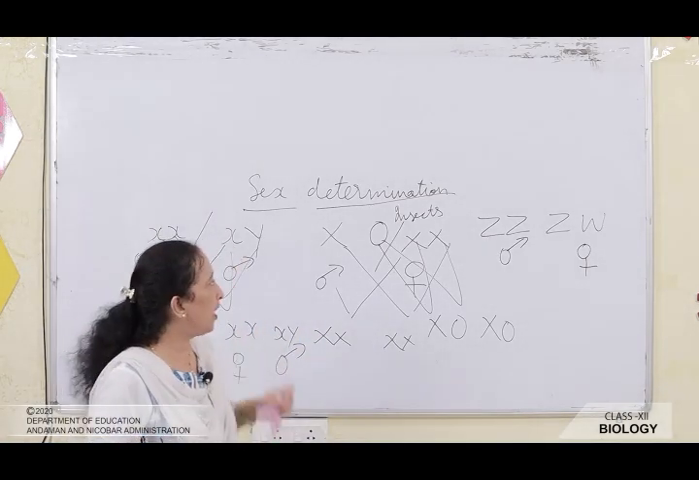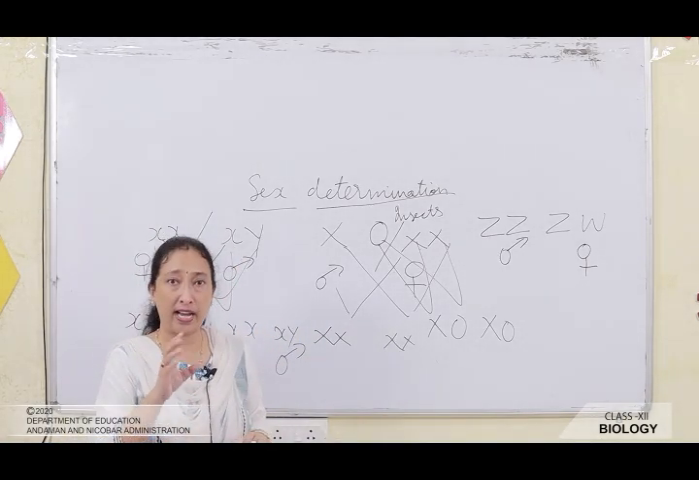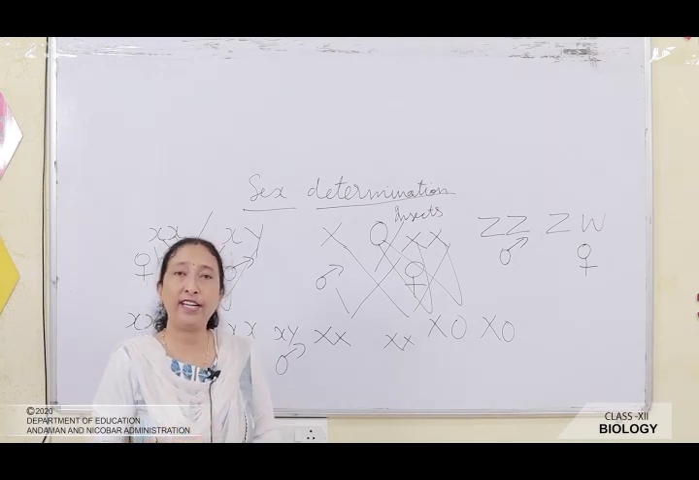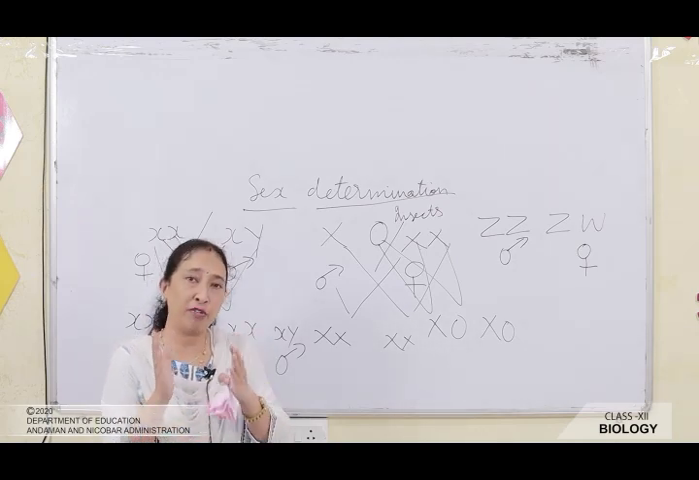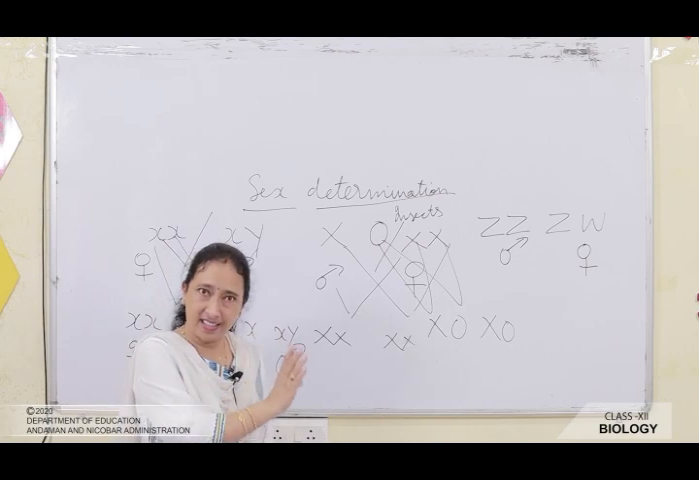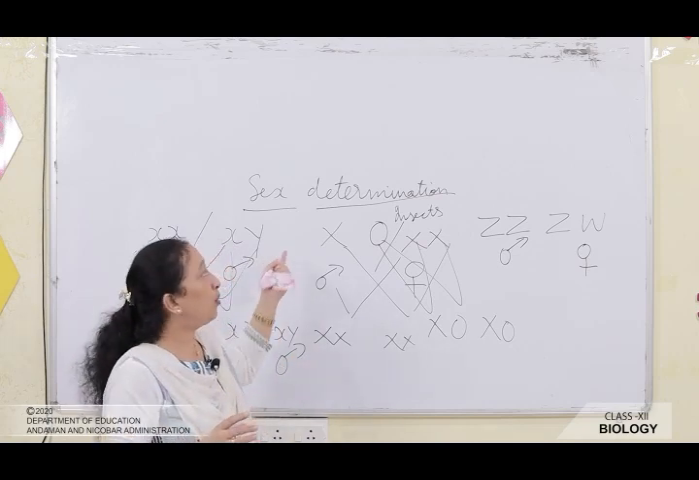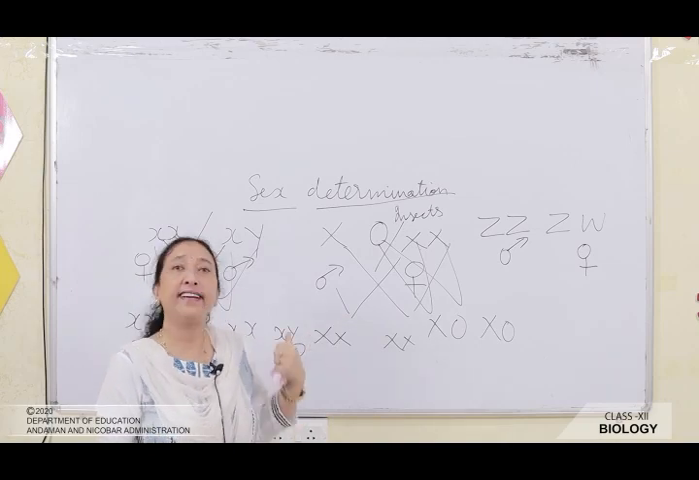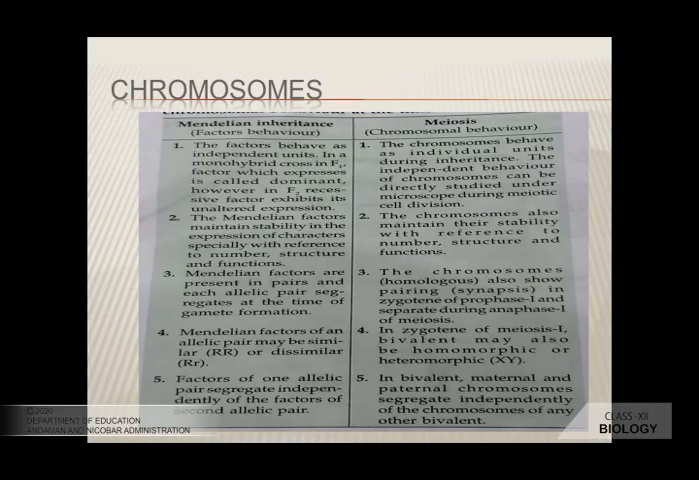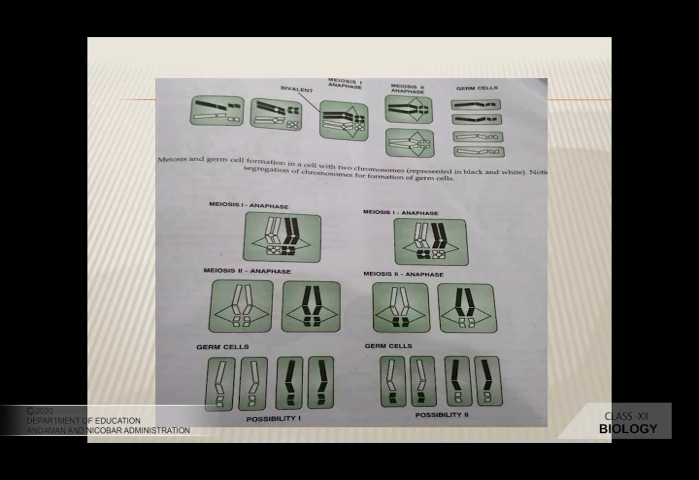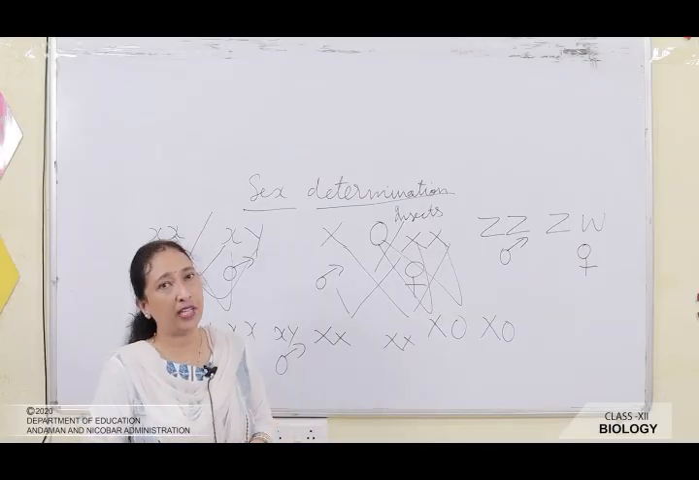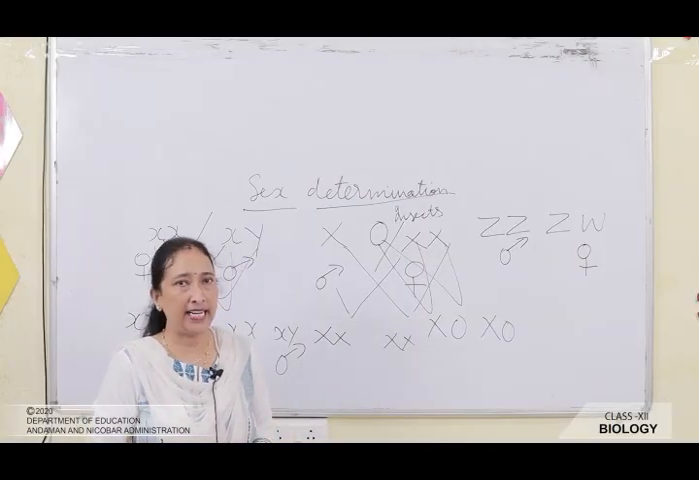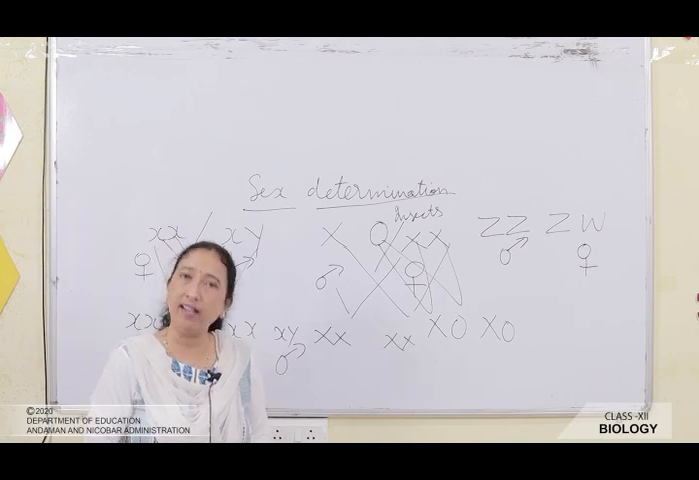So I suppose you have understood everything I taught today: the chromosomal theory of inheritance, the relation between Sutton and Boveri's chromosomes and the Mendelian factors, and how sex is determined in insects, fowls and humans. Next we will continue with linkage and recombination in the next class.